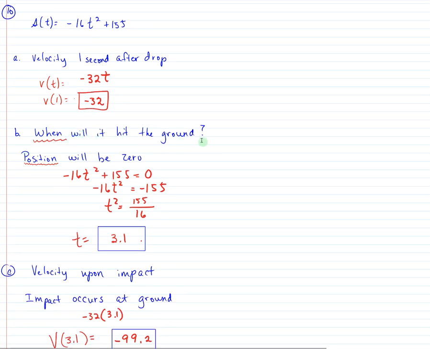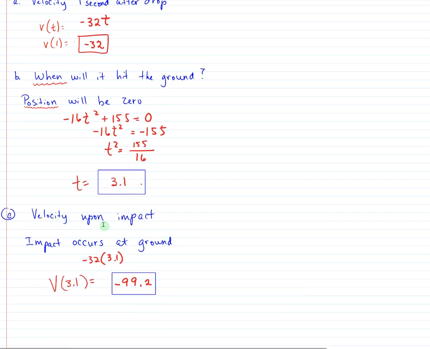When will it hit the ground? When will this position thing hit the ground? Well, position on the ground is 0. So take the original position, set it equal to 0. -16t squared equals, subtract the 155 over here. Now, if you divide -16 over there, you get t squared. You've got 2 negatives, so this becomes positive. You can go ahead and take the square root of this on the calculator, and you get 3.1. So after 3.1 seconds, this object will hit the ground. Okay, so that's how long it takes to hit the ground.